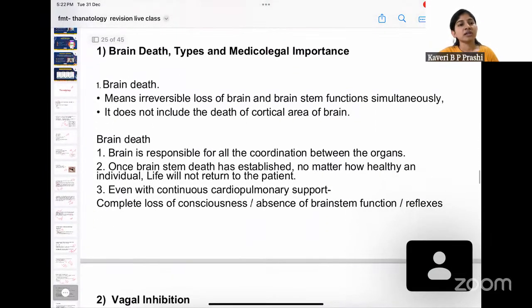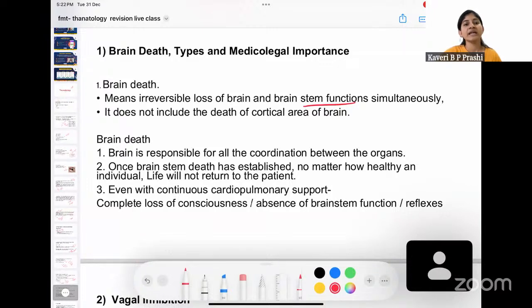Again, there is a short answer on brain death, types, and the medical legal importance. Now, coming to brain death, as I told you in the previous questions as well, it means irreversible loss of the brain and the brainstem functions simultaneously. It does not include death of cortical area. So, what are the functions of brain? Cognition, different cycles in the body, eating, drinking, learning, all these are functions of the brain. And there should be stoppage of these functions as well as brainstem functions.